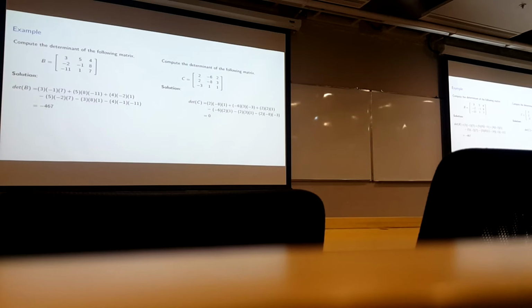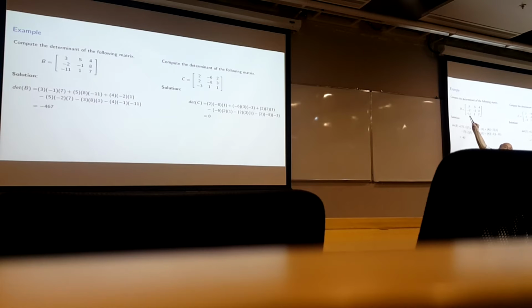And then originally it is minus, so minus 45 minus this one is minus 370, and then 4 times minus 2, 22.